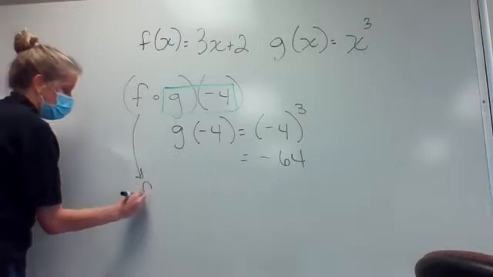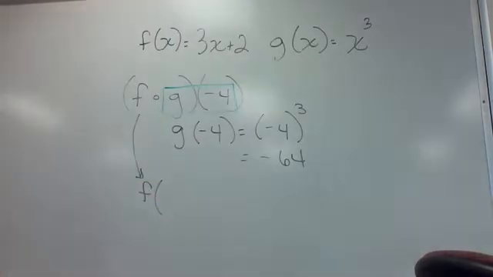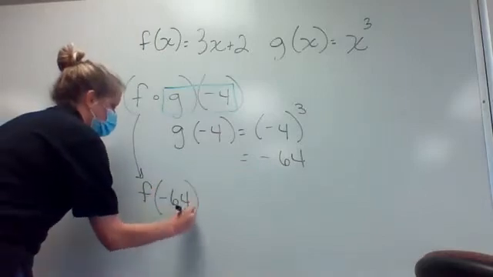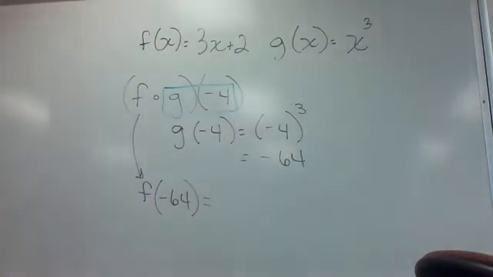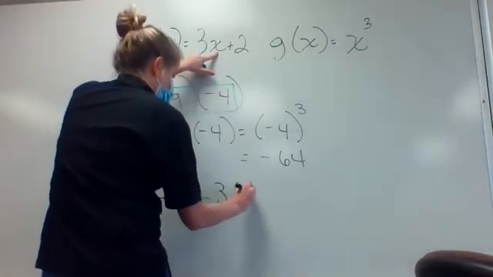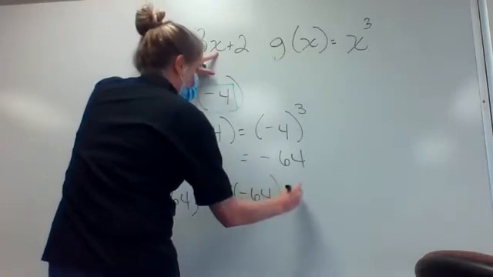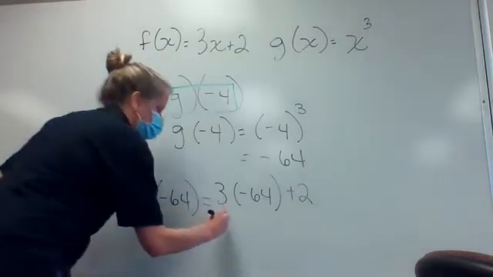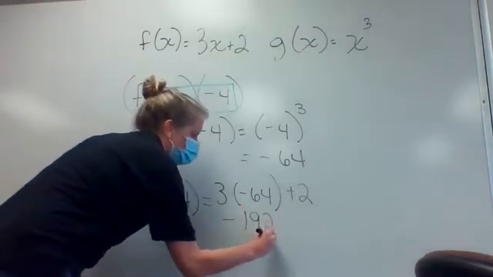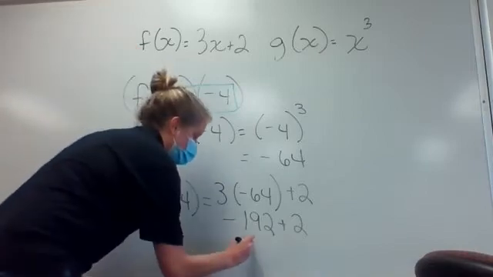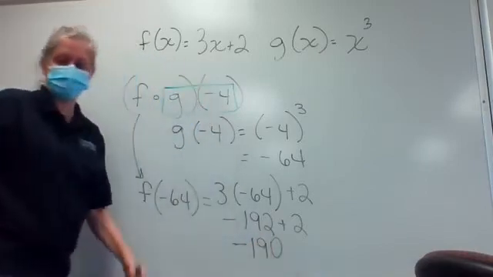Dropping down to the F. What was your last answer? -64. So that's what you're going to put in the F function. So 3 times -64 plus 2. So -192 plus 2. That's -190.